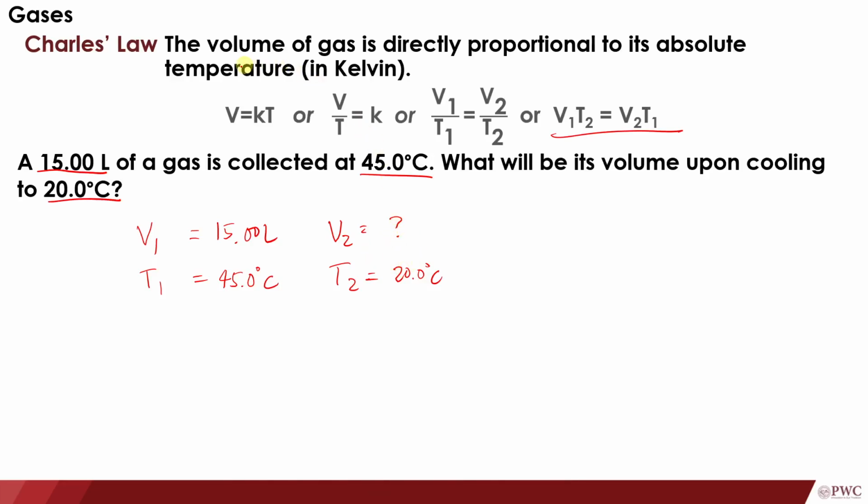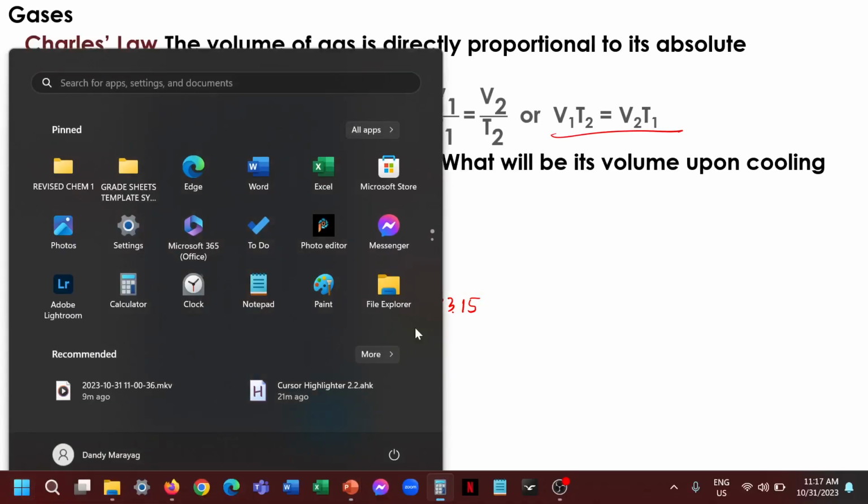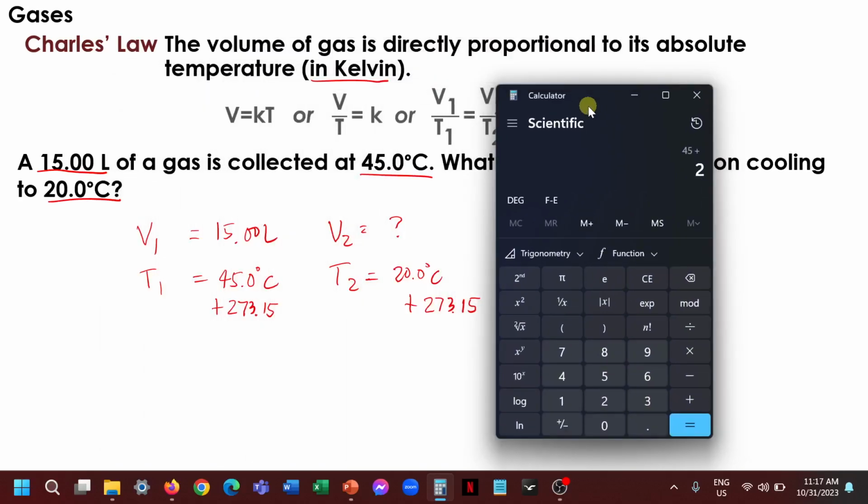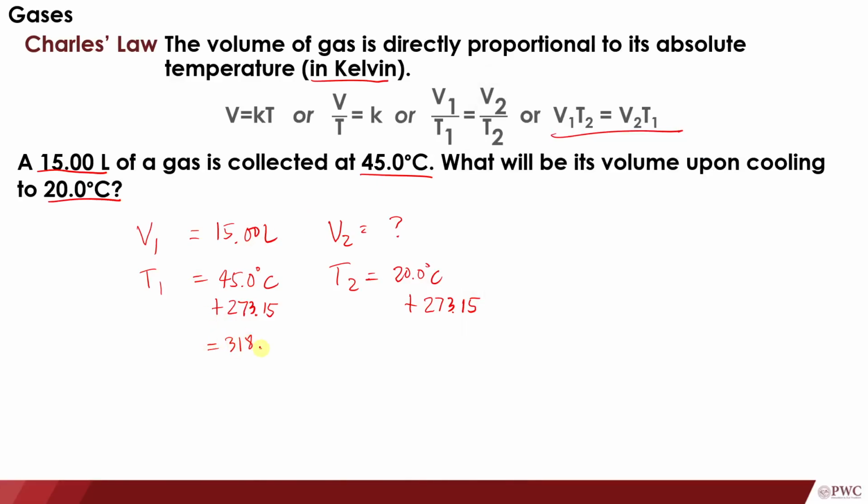By the way, in this case, the temperature must be in Kelvin. So since this one is in degrees Celsius, convert this one to Kelvin. And how do we do that? Just add 273.15 to the given degrees Celsius. That's how you convert degrees Celsius into Kelvin. So that's 45 plus 273.15, so we have 318.15 Kelvin.